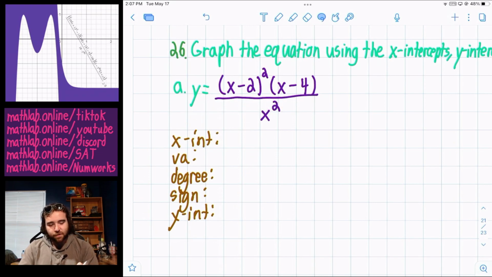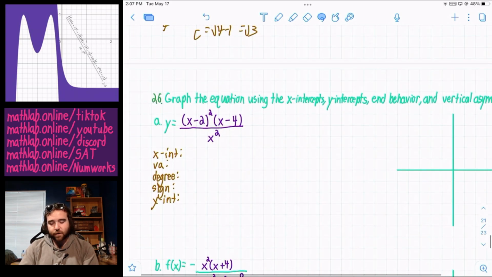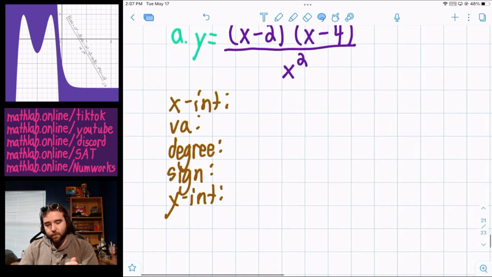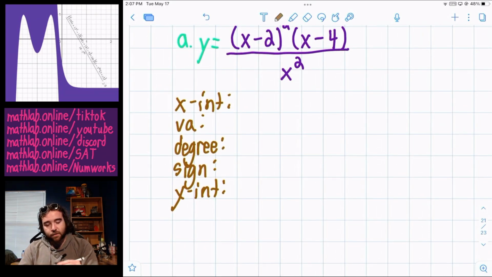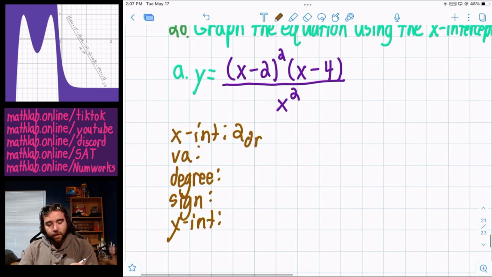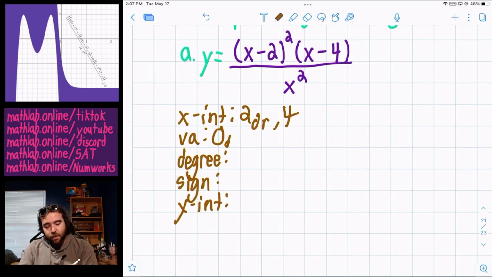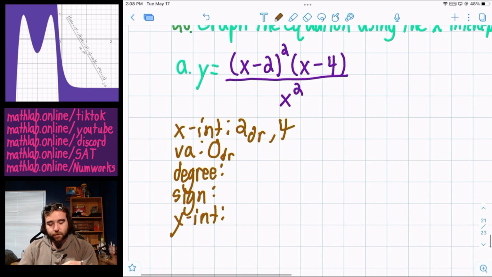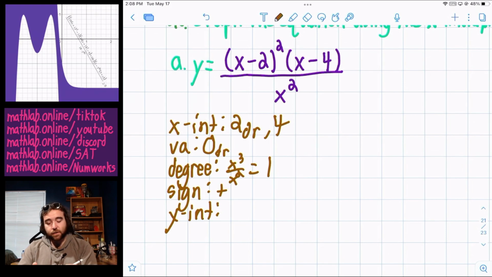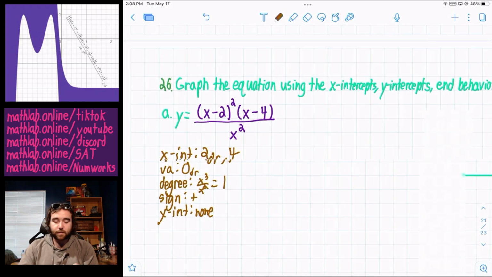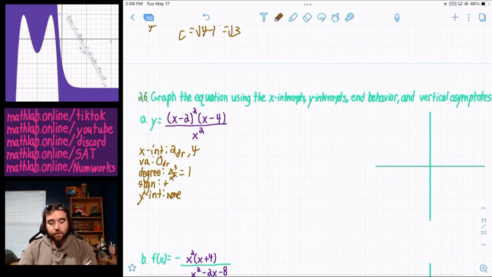Oh, it tells us what we should use: the x-intercepts, y-intercepts, end behavior, and vertical asymptotes. So the degree and sign are the end behavior. All right, so what are our x-intercepts? We got 2 double root, and we got 4. Those just come from the top of the fraction. Our vertical asymptotes come from the bottom. That's a 0 double root. The degree is x cubed over x squared, so the degree is just 1. The sign is all positive. The y-intercept, when we plug in 0 for x, we actually get undefined, so there is none, which makes sense because of the vertical asymptote.